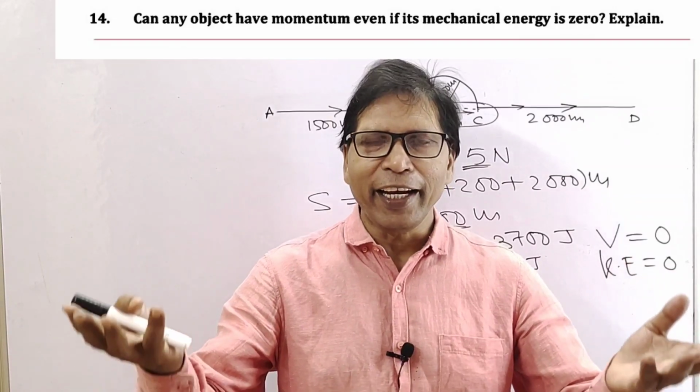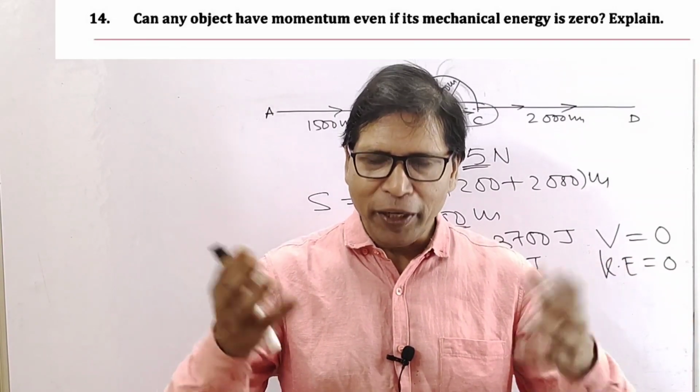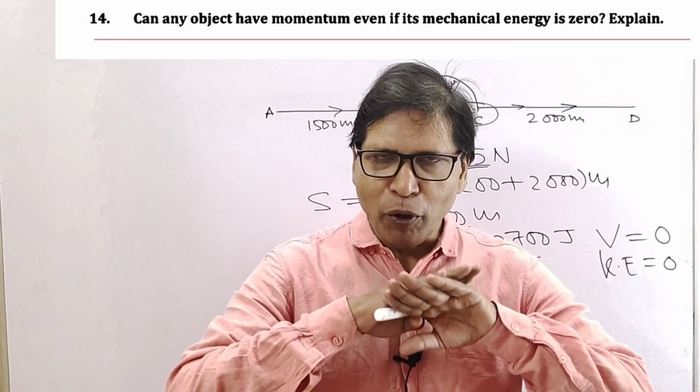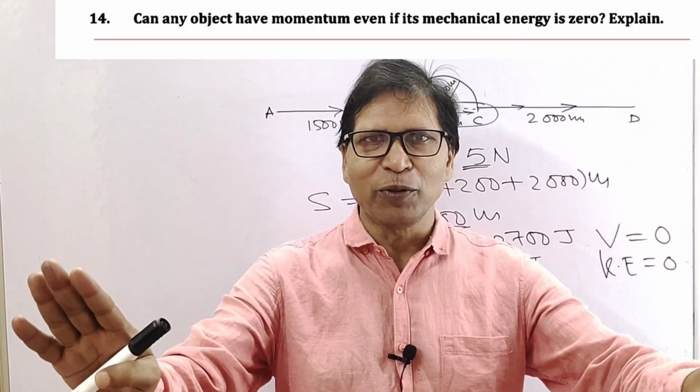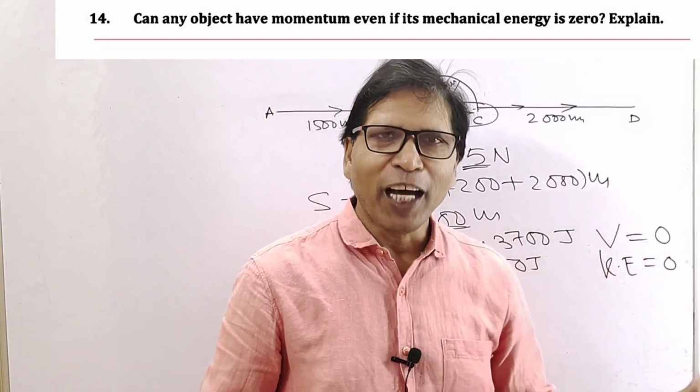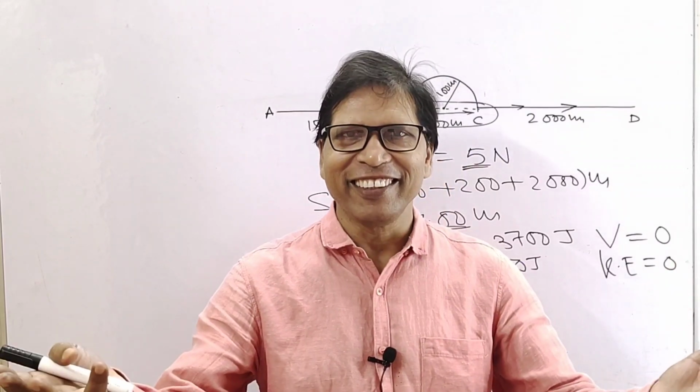If mechanical energy is 0, does the body have momentum? No. Mechanical energy 0 means both potential energy and kinetic energy are 0. As kinetic energy is 0, the velocity of the body is 0. Therefore, momentum is also 0.